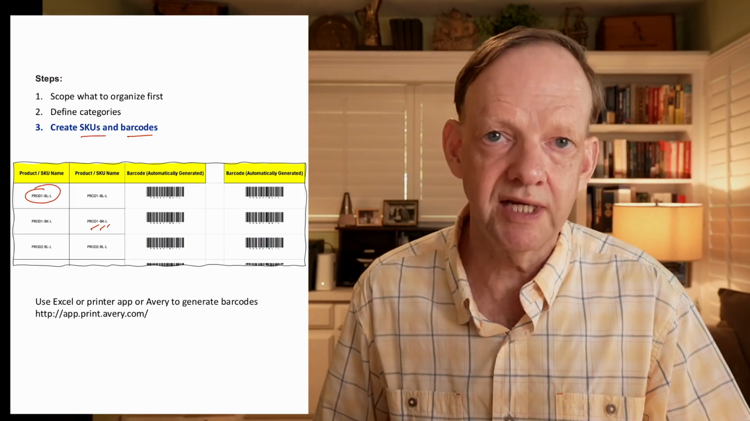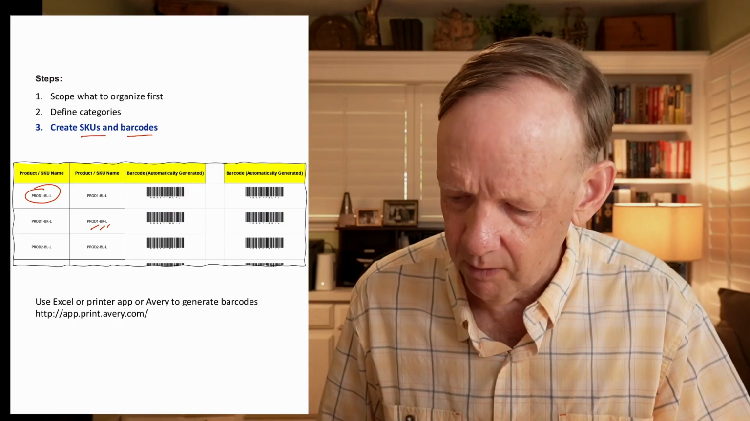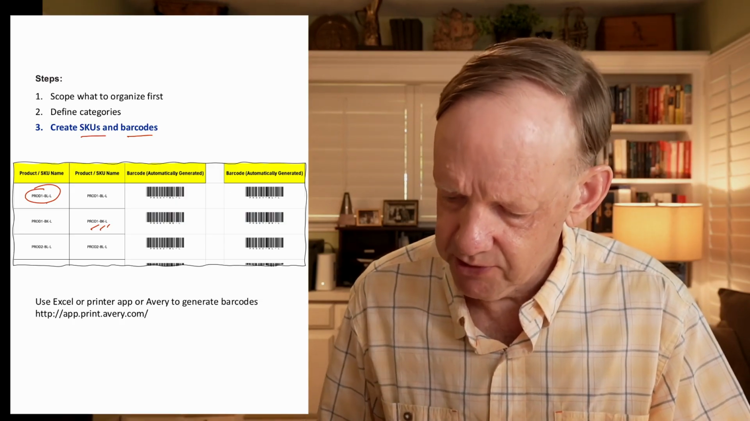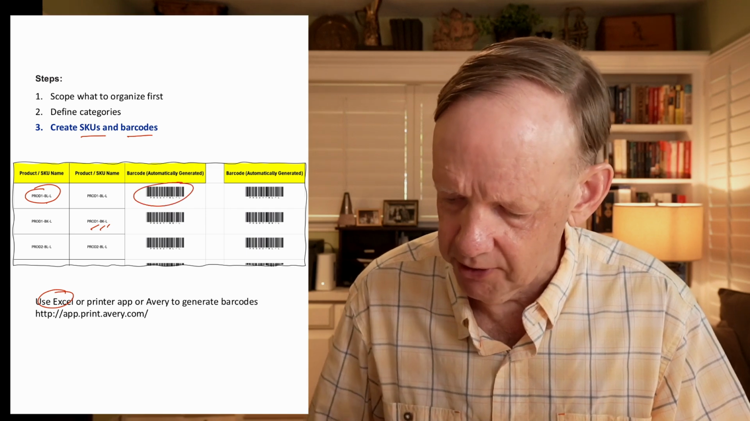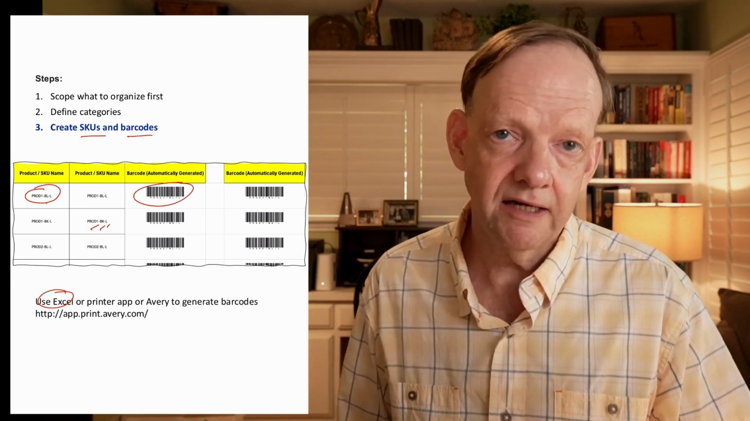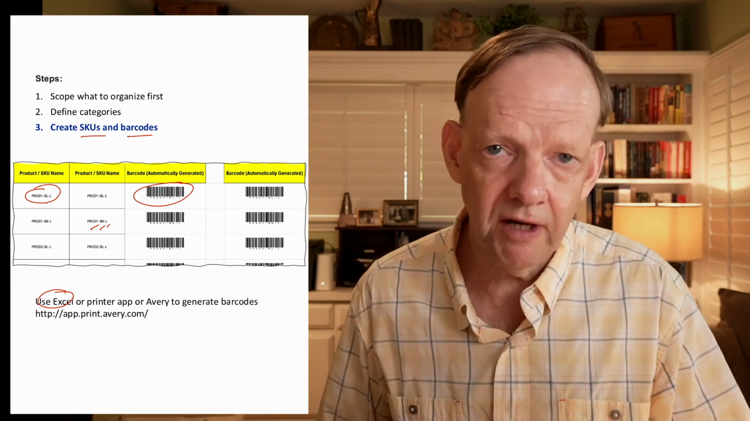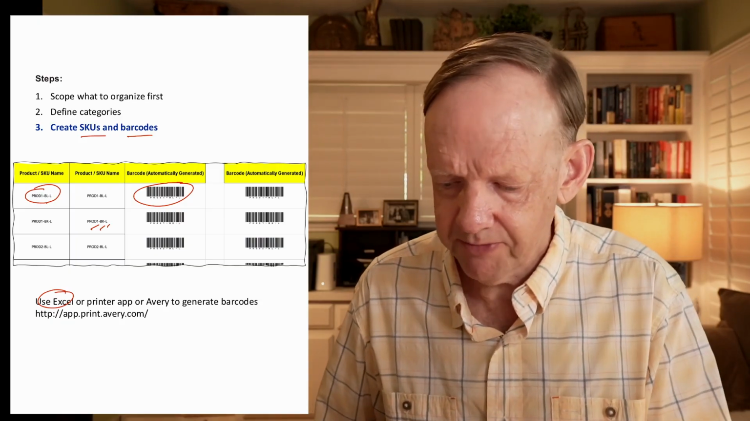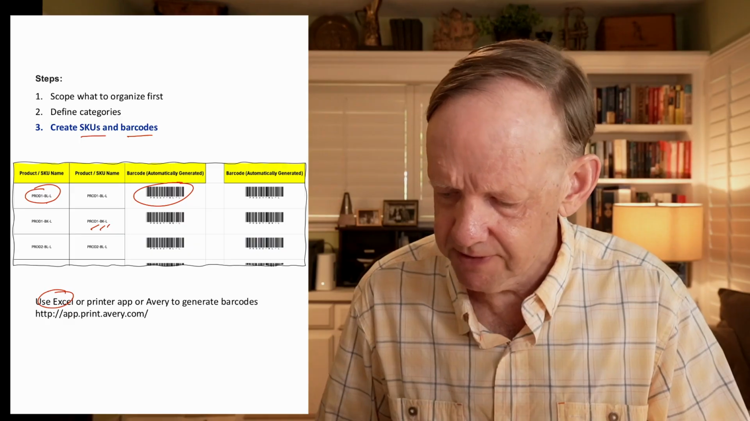So a particular unique name I've made up for product number 1, blue and large, and I used Excel in this case to build a barcode. Now, in another video, I'll link it below, I show you how to build barcodes in Excel. The spreadsheet does that for us.